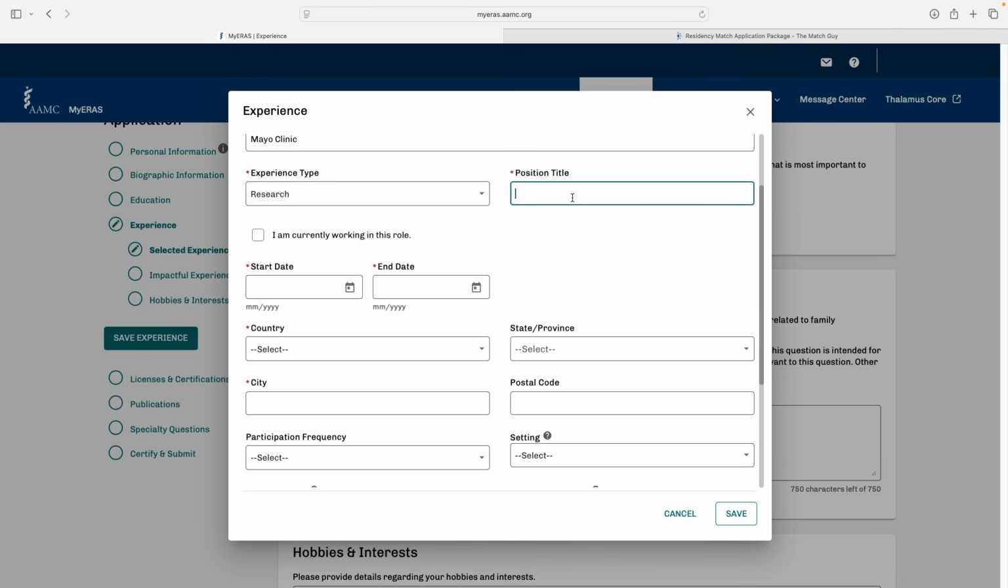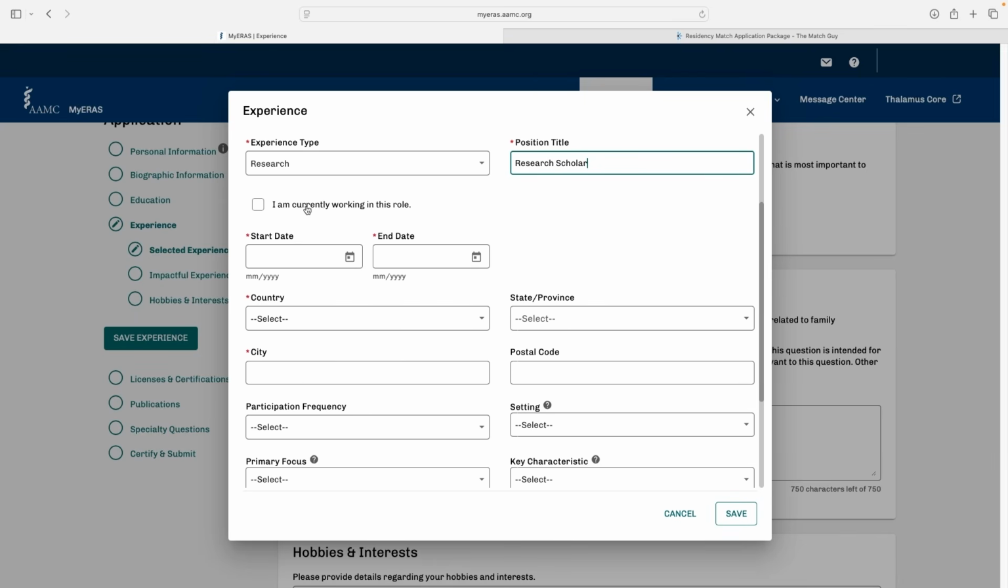Here you can add the position title. My title was research scholar. If you're currently working in this role, I'm not, but if you are, you can click this checkbox and it will make the end date not mandatory, and you just need to add the start date. Then the start date is just the month and the year. I'm gonna pick August 2018 to July 2019.